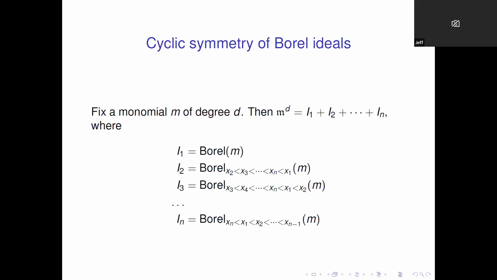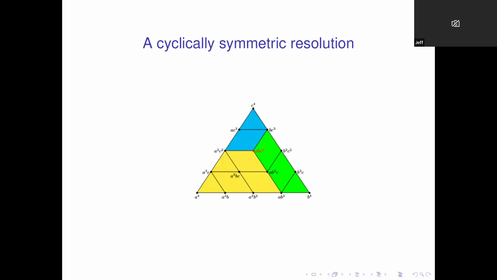It turns out that the power of the maximal ideal is the sum of all of these principal Borel ideals for the same monomial M. And the sum is particularly nice. They don't overlap in any significant way. So here our M is ABC squared. The stuff in yellow on the bottom left is the principal Borel ideal generated by M. The stuff on the right in green is where we have switched the order. So B comes first, followed by C, then A. And the stuff on the top in blue is where C comes first. But all 3 of those colorings are principal Borel ideals.